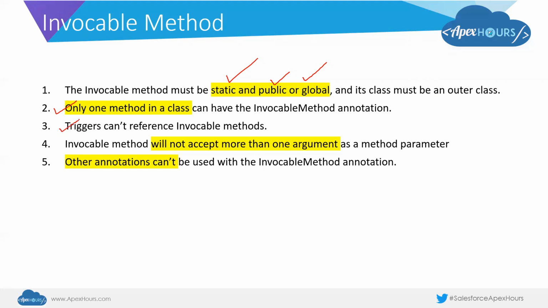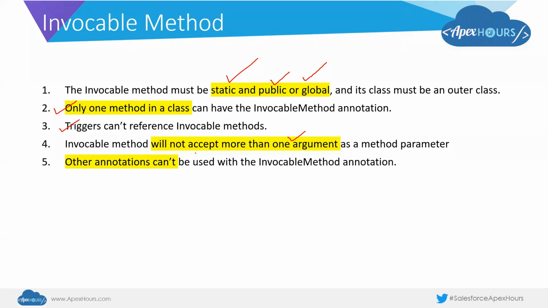Our triggers cannot reference our invocable method, and an invocable method will not accept more than one argument. This is a very important note which we need to keep in mind: an invocable method will never accept more than one argument. Now, if you want to pass multiple parameters, how can you do that? There is a trick for that, and we are also going to see that.